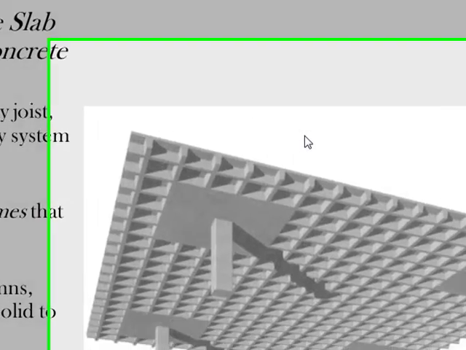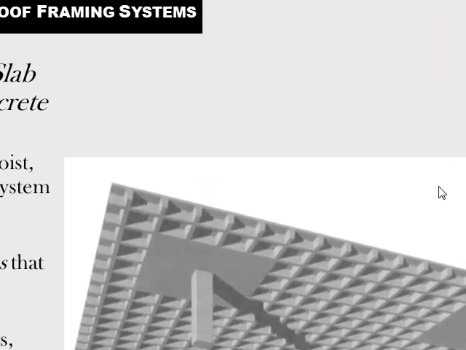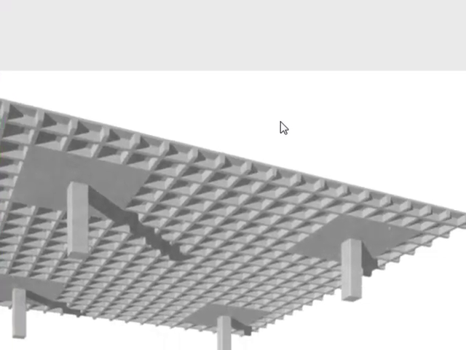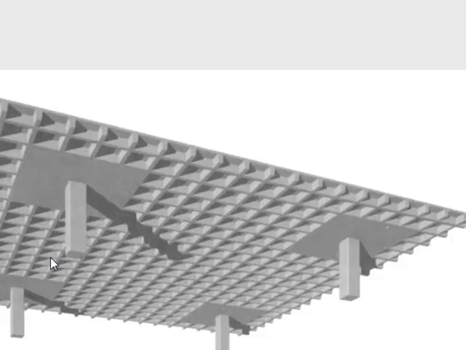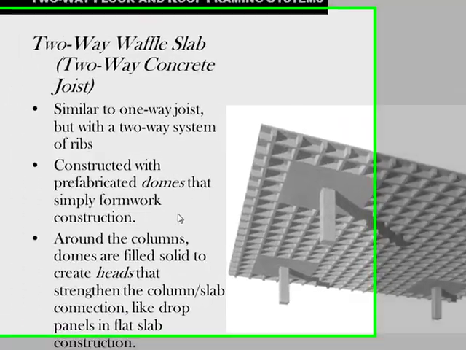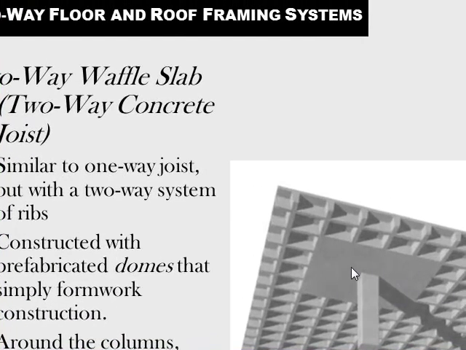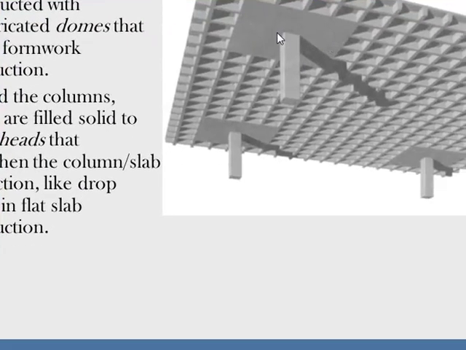Then next we have the waffle slab system. Looks like a waffle, that's why it has the name. It's similar to the one-way joist system, but with a two-way system of ribs. So basically it's the ribs going both ways. Constructed with prefabricated domes that simplify the formwork in construction. Around the columns, domes are filled solid to create heads. So this would be a thickened area, like any other situation, increasing the strength around the columns.